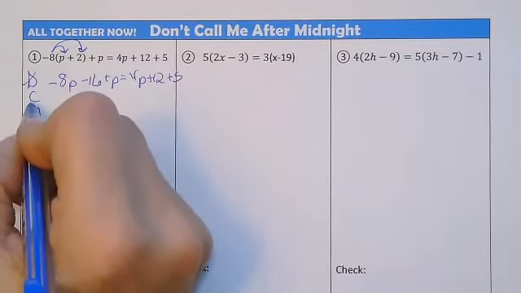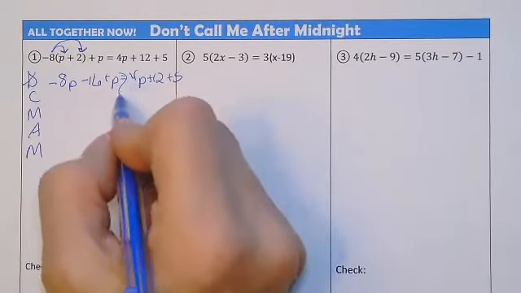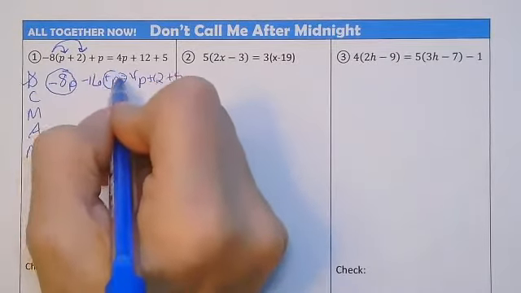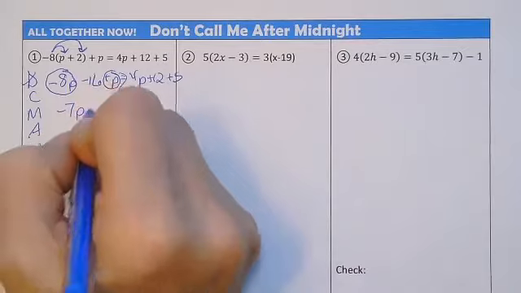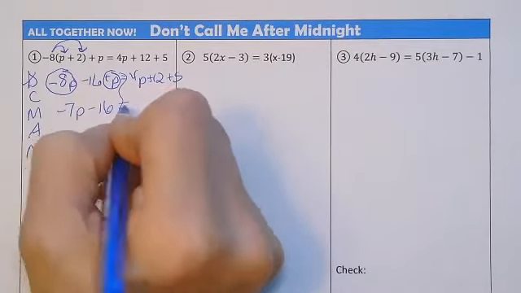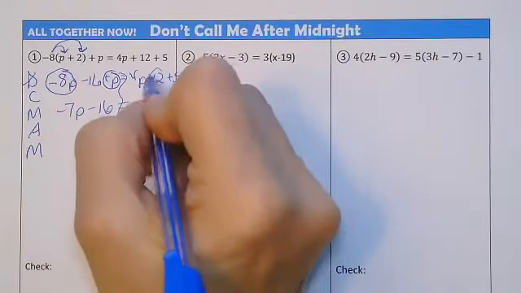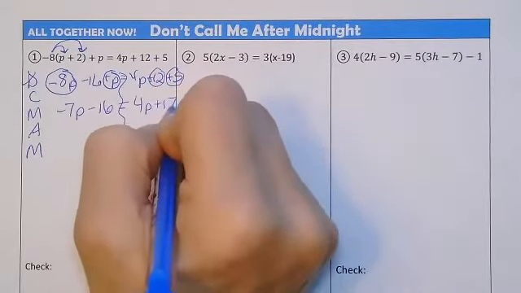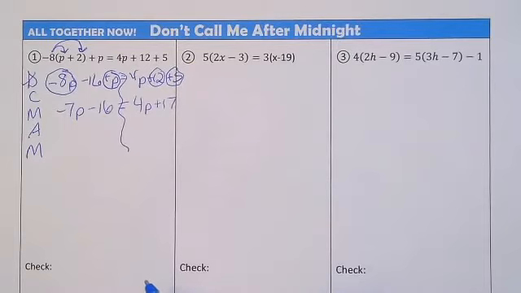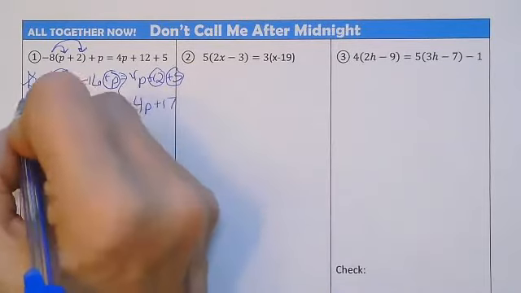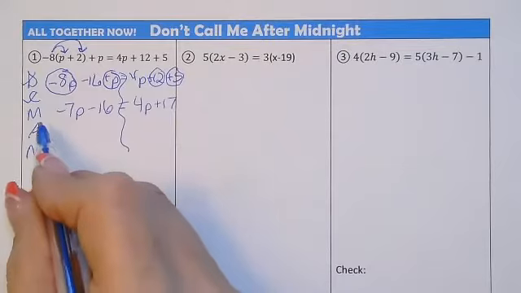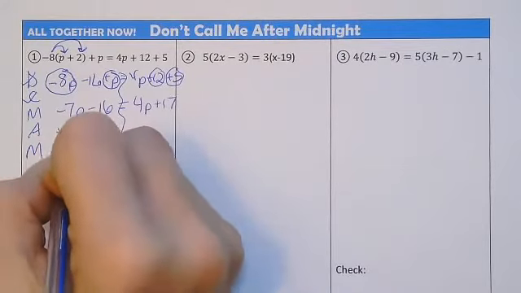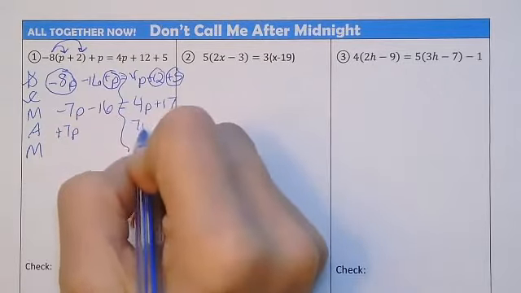Okay, now I'm going to combine like terms. So over here, I have -8p plus p, which is -7p. And on this side, I have 12 and 5 that can be combined. Okay, I've combined like terms, and now I'm on move the variable. So I'm going to move this over here.